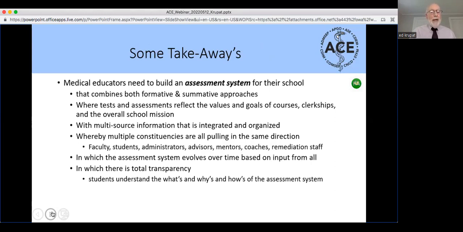I recommend that, not simply as part of your clerkship but as part of your medical education system, you build a system that does what? Combines both formative and summative, where the tests and assessments reflect your goals, the objectives and values of the courses, clerkships, and the school's mission. That's what you should be testing on: what's important for them to know or be able to do.